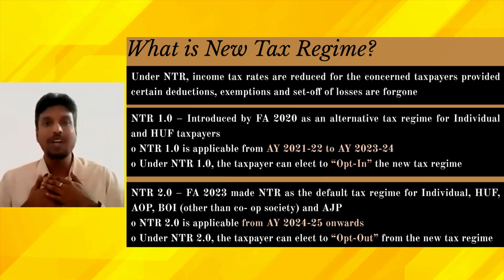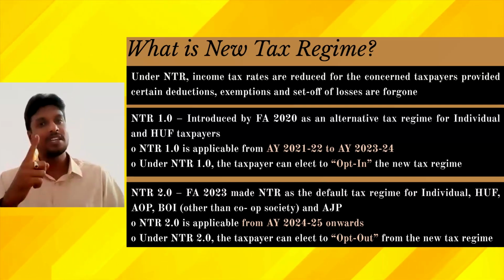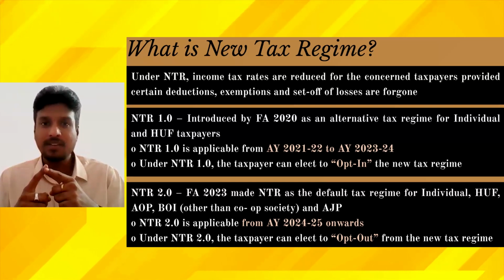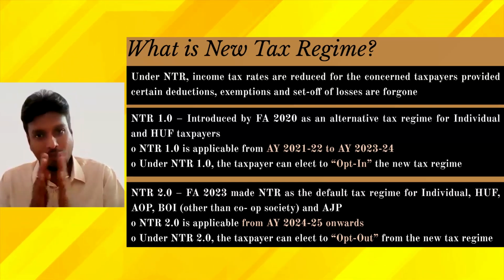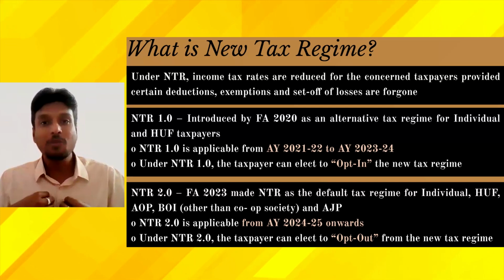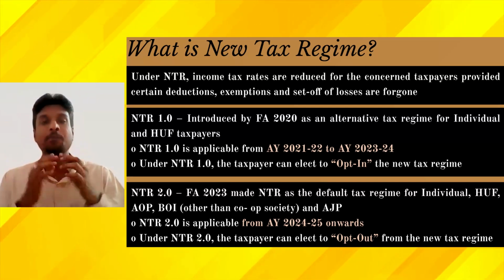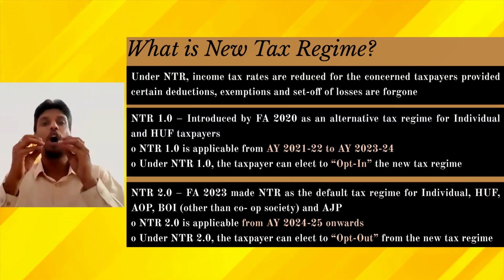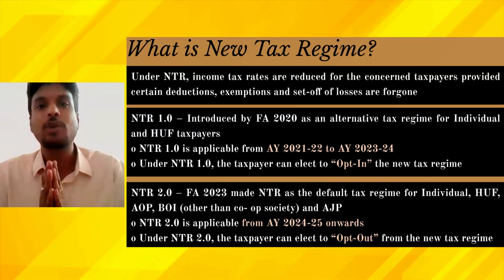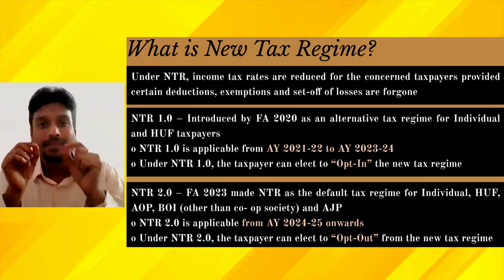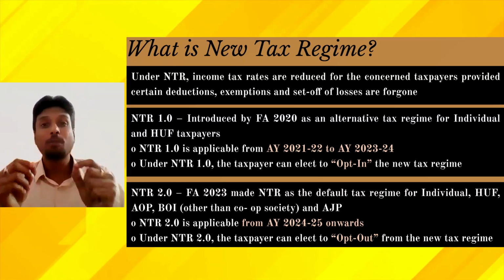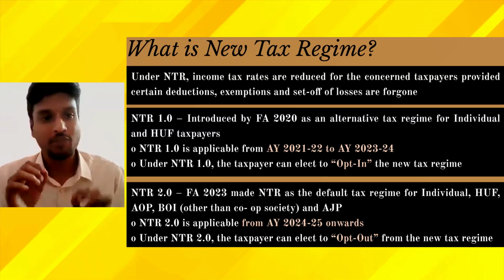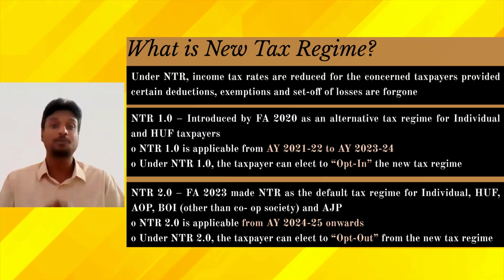Okay. If I want to take the benefit of the new tax regime, first thing is I'll have to let go of certain deductions, certain exemptions, and certain set off of losses. I'll have to forego all these things, and I'll have to make a declaration to the income tax authority telling that I don't want to continue with the old tax regime, but I want to opt in or go for the new tax regime. So that is the express option that I am preferring to go for. So this is the new tax regime 1.0.